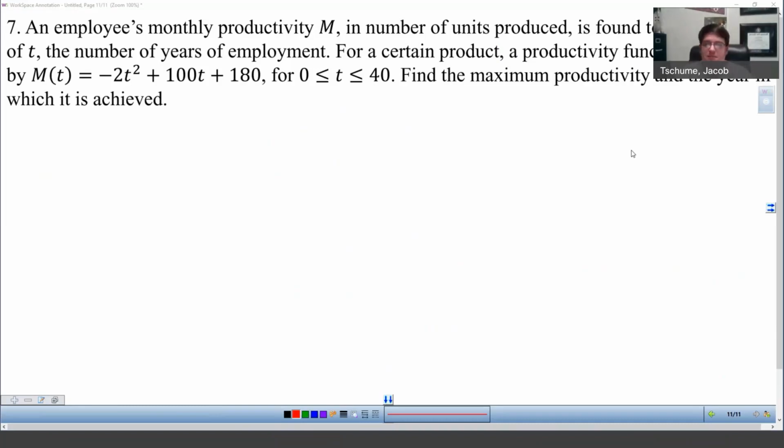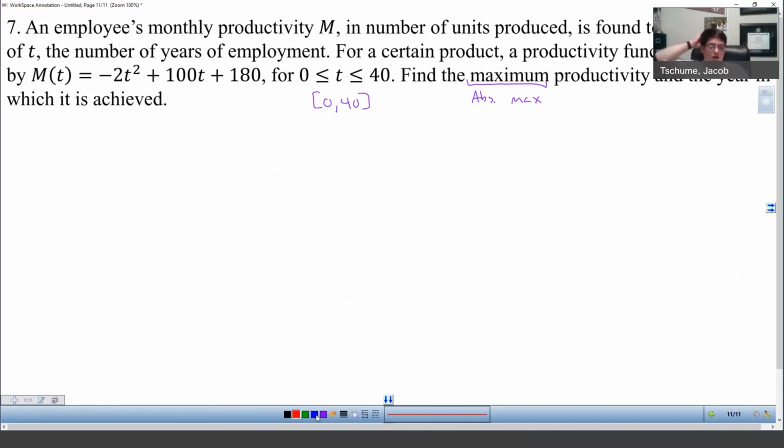Find the maximum productivity in the year in which it is achieved. So when it says find the maximum productivity, you are looking for the absolute maximum in this problem. They gave us a function. They gave us an interval. This 0 to 40 can be written this way as well. So we can work this just like the first 4 or 5 problems we did in this section.